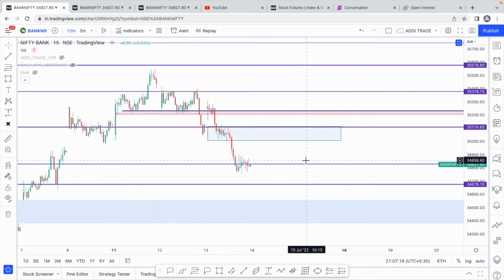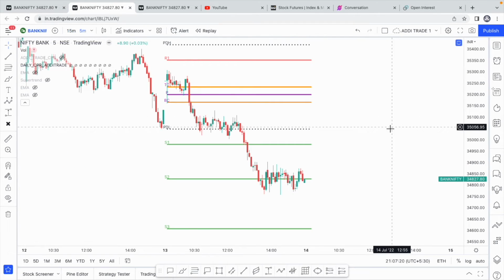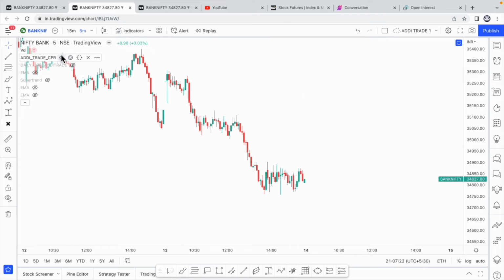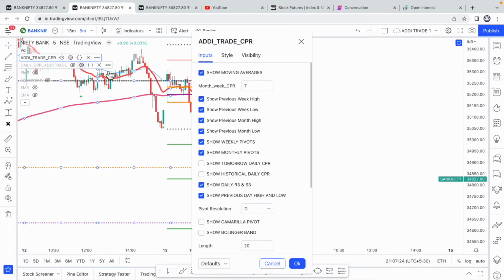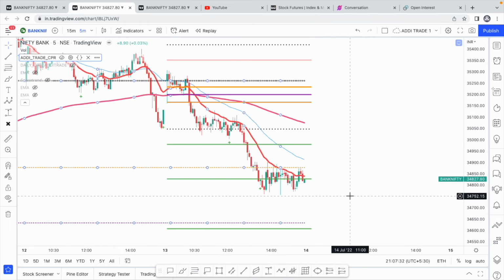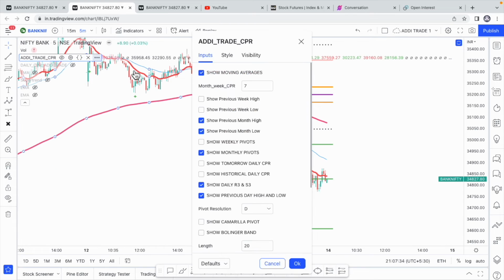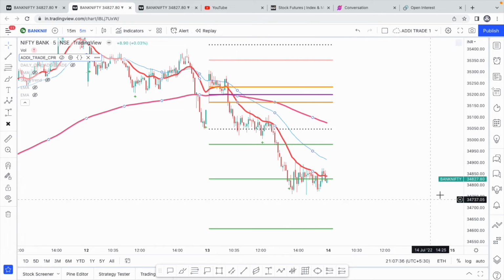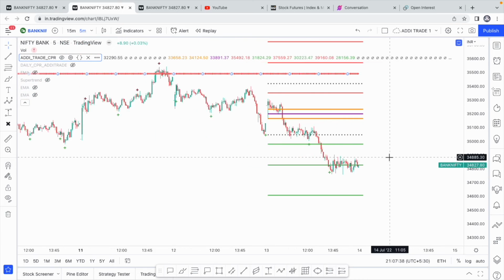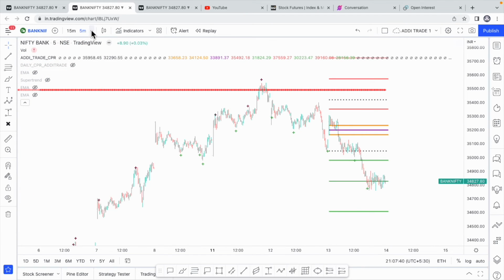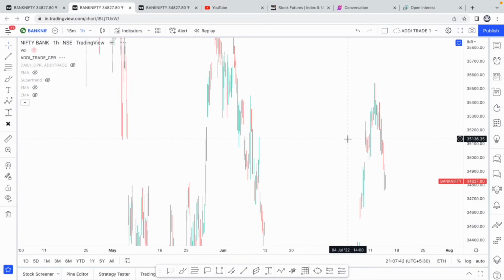The other thing that I want to show on CPR is the monthly CPR. On this chart, I'm going to remove the previous week high and keep only the monthly CPR. What I want to show in the monthly CPR is, and from 5-minute I'm just shifting to an hourly chart so it will be clearer.